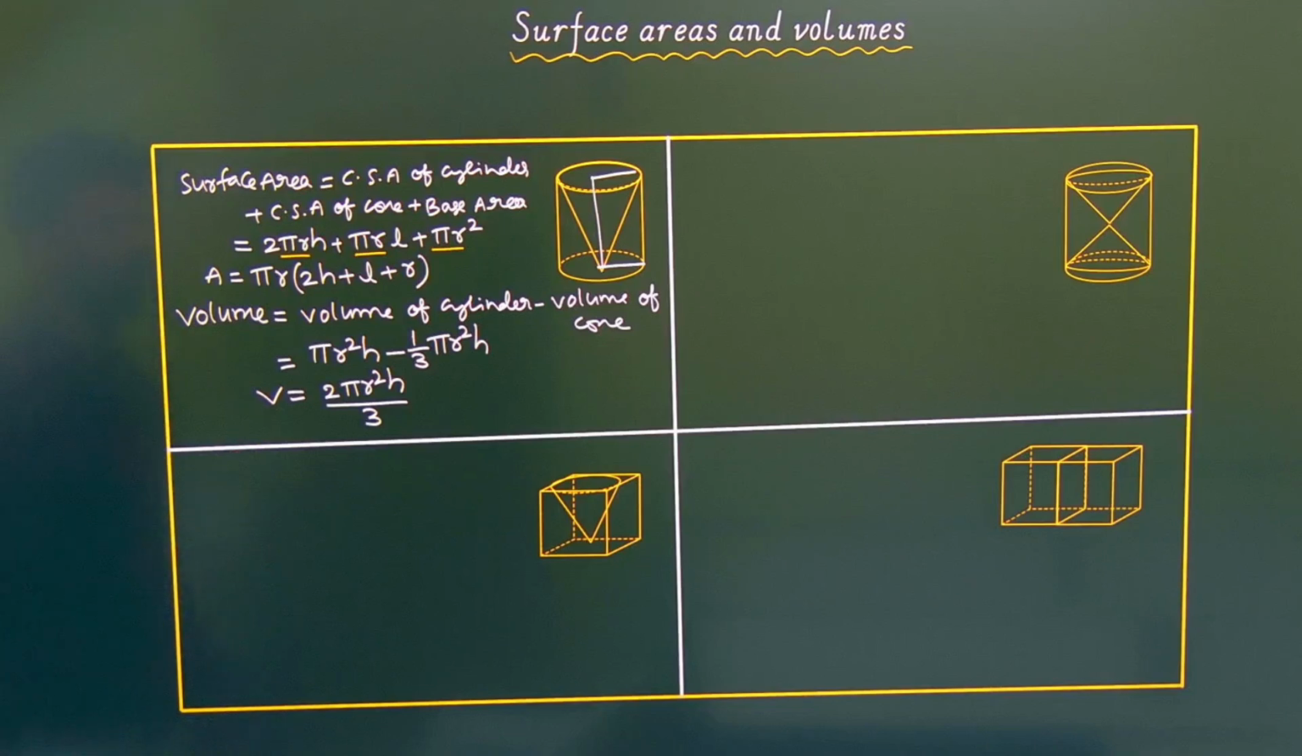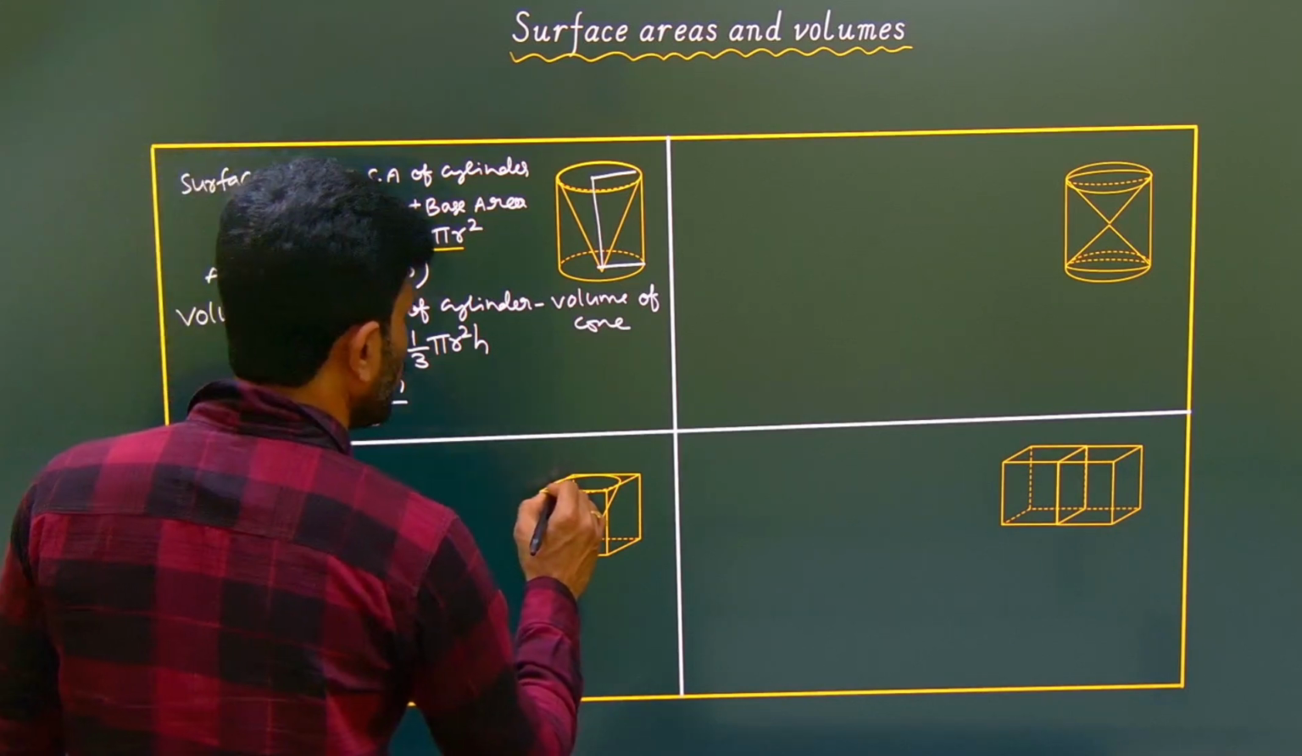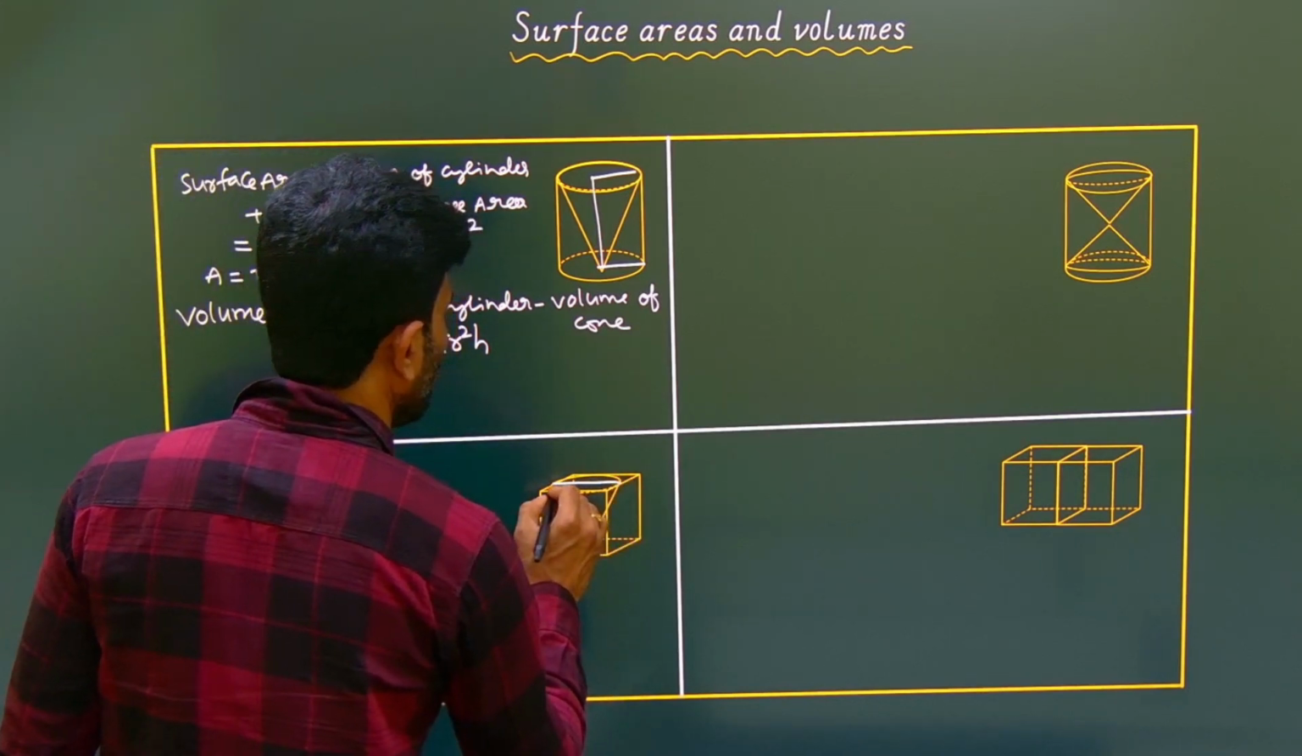We can substitute radius and height in the formula directly and you can find out. This is the volume concept. Now coming to this one, here what happened? We have to find out the maximum volume of cone that can be scooped out from the cube.